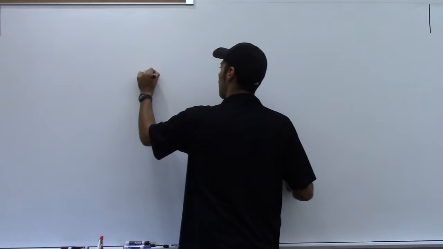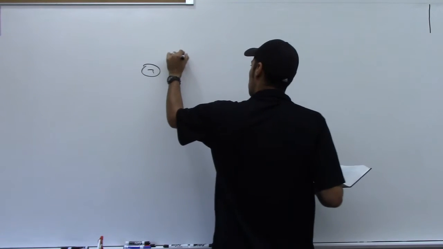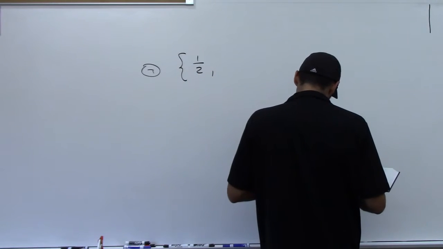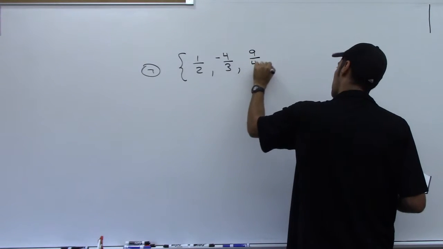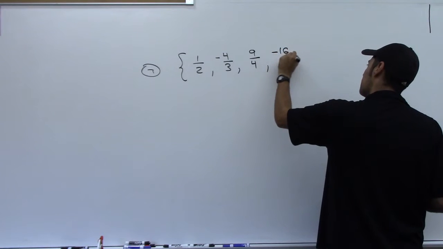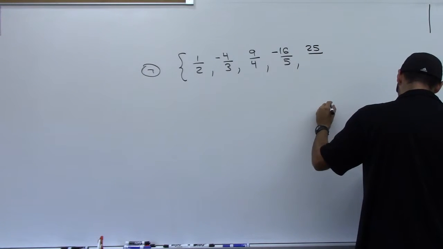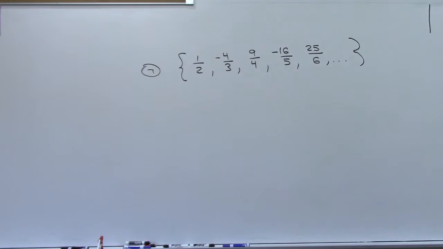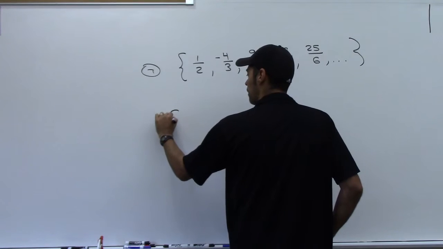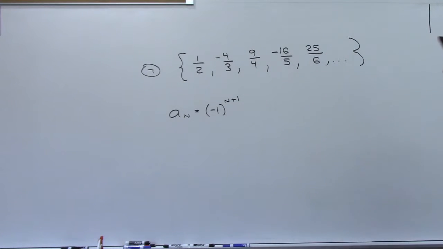Let's look at 7. One half, negative 4/3, 9/4, negative 16/5, 25/6, and so on. Okay, we have an alternating sequence again. So let me take care of that first. Need to start it with positives, so I'm going to put negative 1 to the n plus 1. And then let's take a look at the fractions.